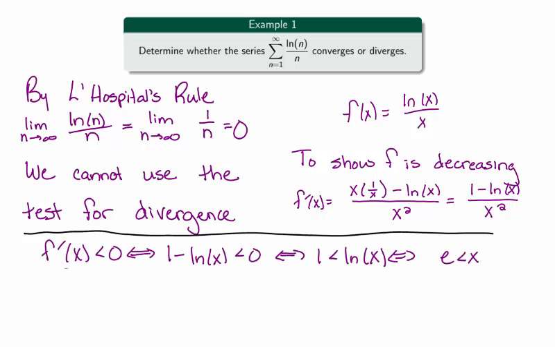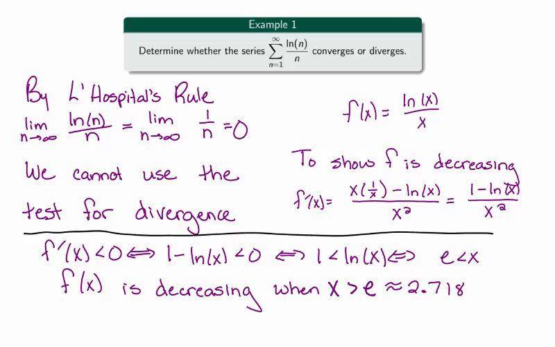Note that f prime of x is less than 0 if and only if 1 minus the natural log of x is less than 0, which is if and only if 1 is less than the natural log of x, which happens if and only if e is less than x.